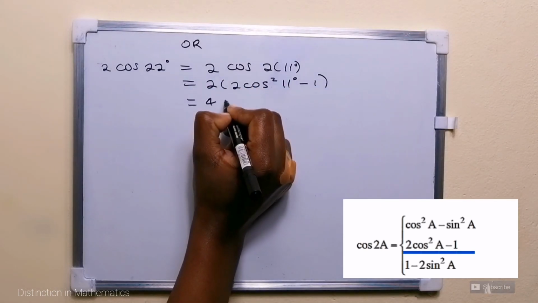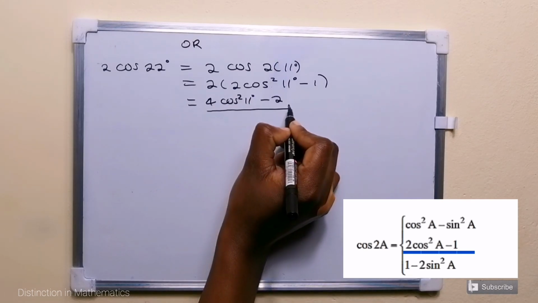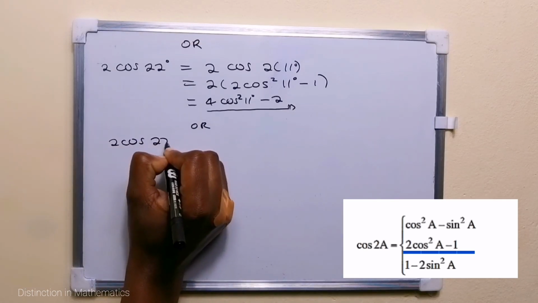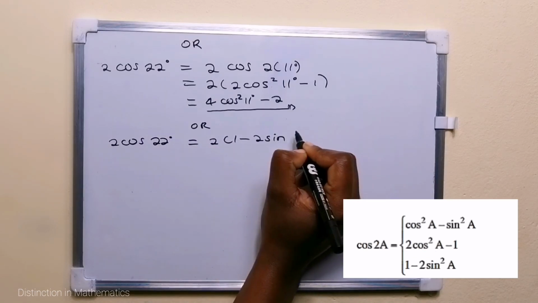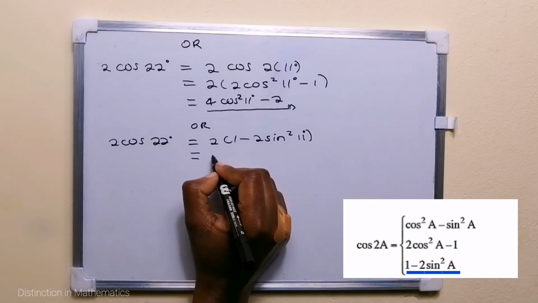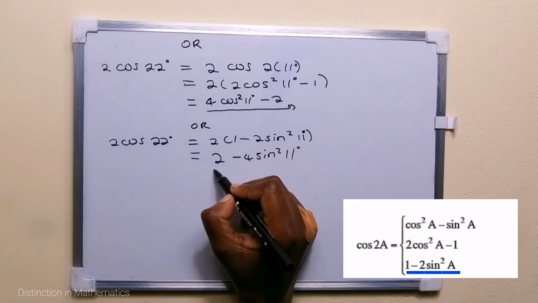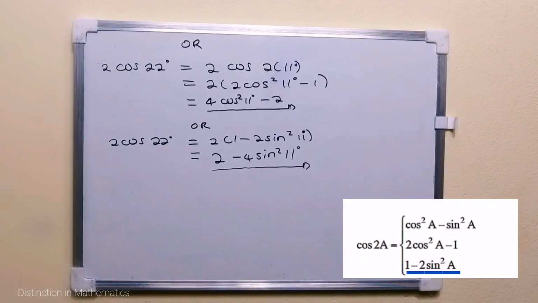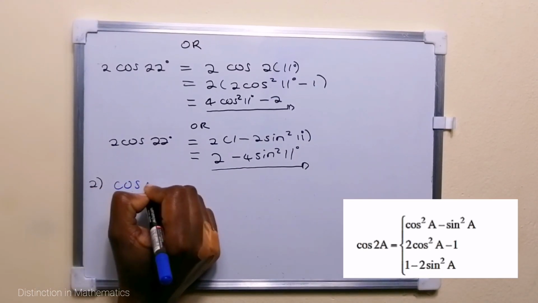The next identity is 2 cos squared 11 degrees minus 1, and when you multiply it by 2, it will give you 4 cos squared 11 degrees minus 2. And another one is 1 minus 2 sine squared 11 degrees, and if you multiply the whole identity by 2 as given, you would have 2 minus 4 sine squared 11 degrees, and that is your final answer.